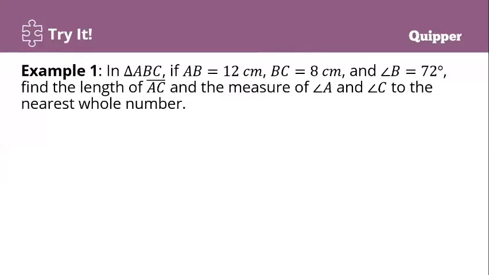Example 1. In triangle ABC, if AB is equal to 12 centimeters, BC is 8 centimeters, and angle B is 72 degrees, find the length of AC and the measure of angle A and angle C to the nearest whole number. Please take note, we have two sides given and one included angle. Therefore, we can use the law of cosine.